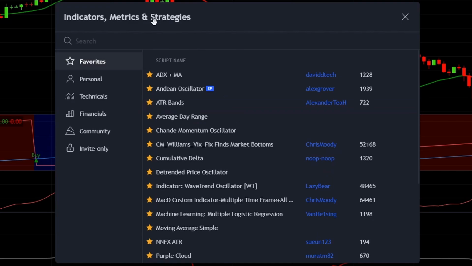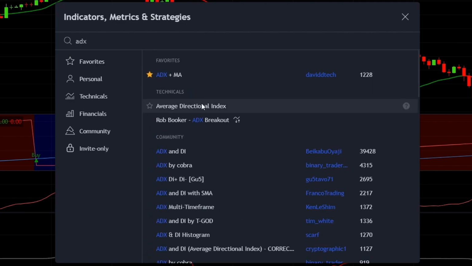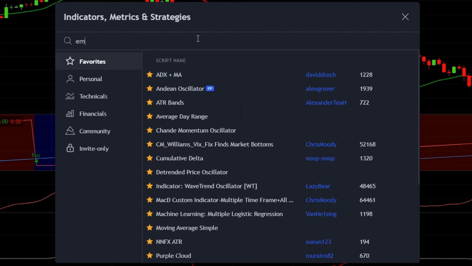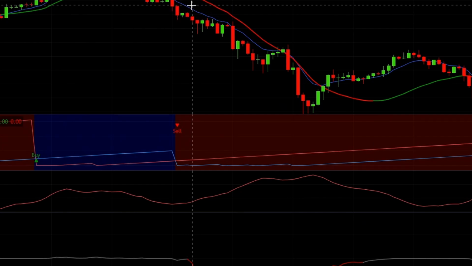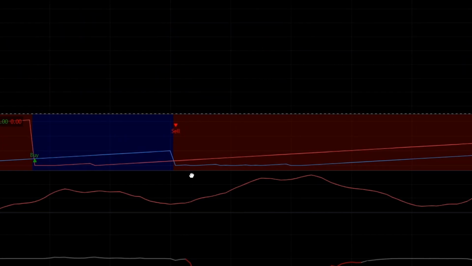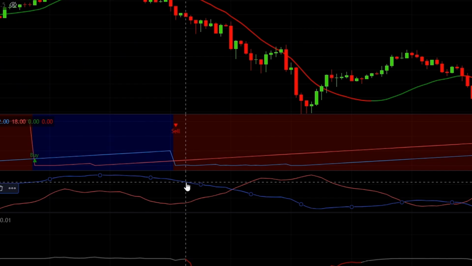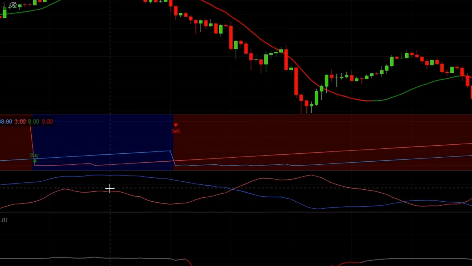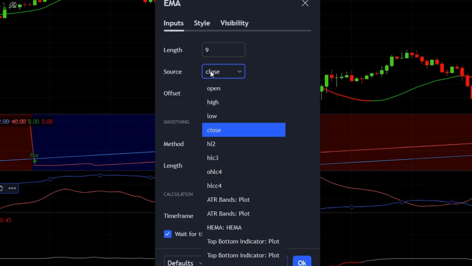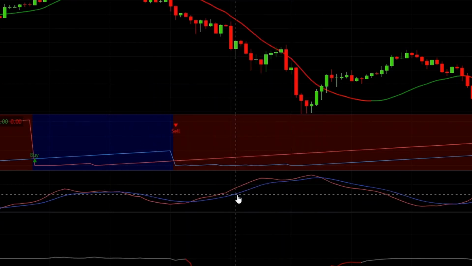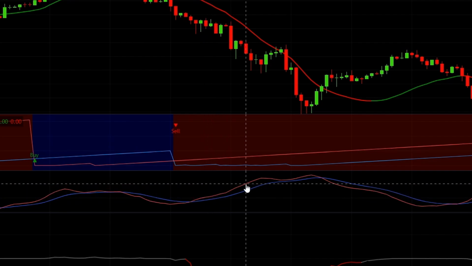Next, our volatility filter, which will be the ADX with an exponential moving average. David Tech used a simple moving average, but I like the exponential more. So type in ADX, click on this one, then type in EMA, and add this one. Okay, once you got that on your chart, click on the EMA and start pulling it down until you reach the ADX. Once you're there, just release it. This way the EMA will be displayed on the ADX. Now double click on the EMA and change its source to ADX. This way the EMA will move according to the ADX values.